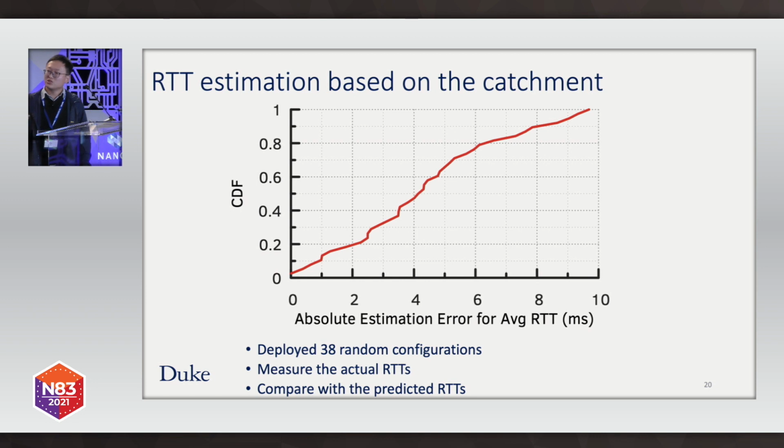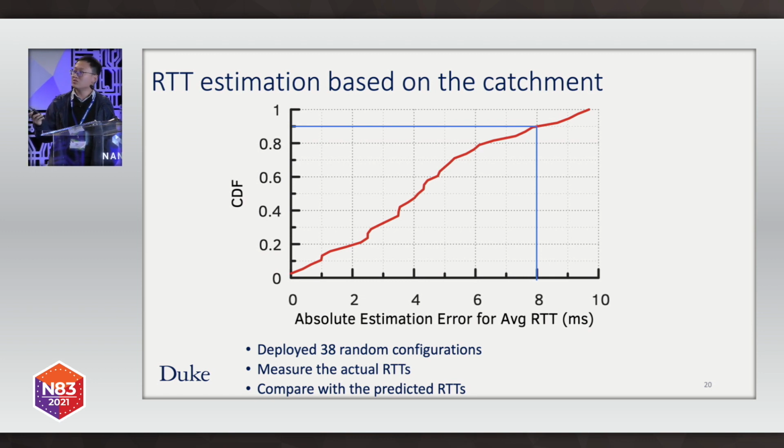So with all the total order we have just discovered, it will allow us to do a precise round-trip estimation for those 15 different clients. In this graph, we showed what the absolute estimation error would be. In this experiment, we deployed 38 different random BGP configurations, which means different subsets of the Anycast sites. We deployed them, measured the actual round-trip time, and compared it with the predicted round-trip time.